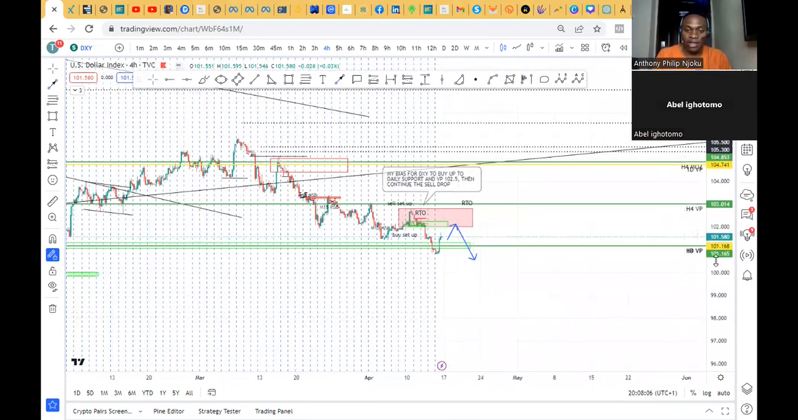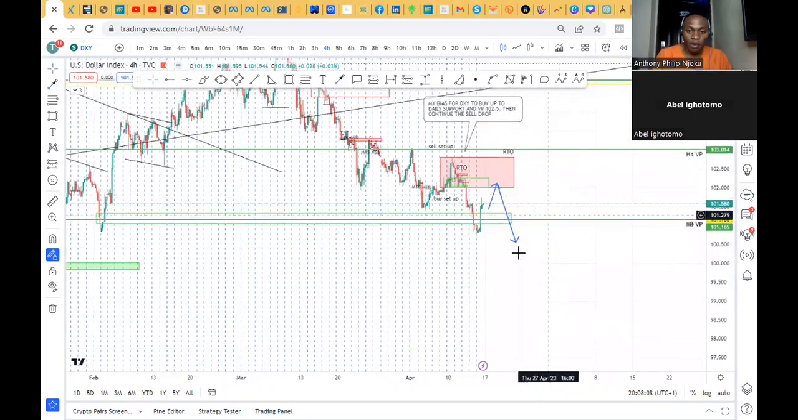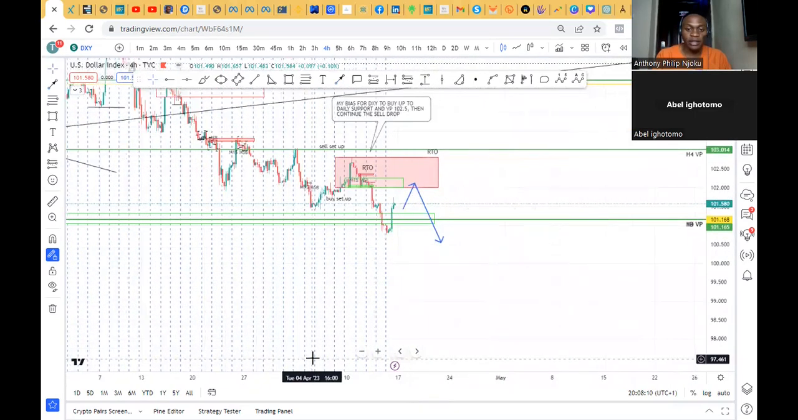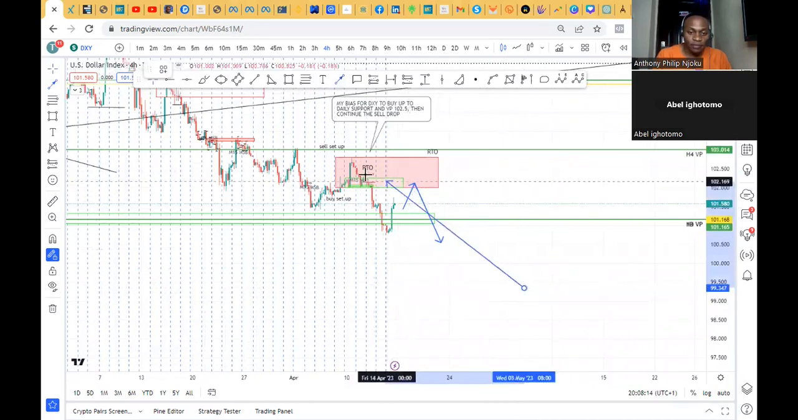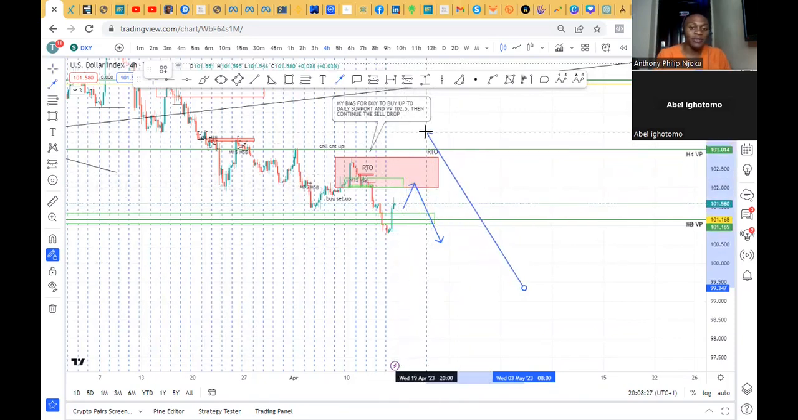But my bias is that DXY will move to the upside, starting the week into this validation point over here. We also have an H4 validation point that has not fulfilled efficiency. So the market will go there and fulfill its efficiency, and from there we expect it to drop. I don't expect the dollar to start going up massively, but I expect DXY to go into this validation point first before it drops.